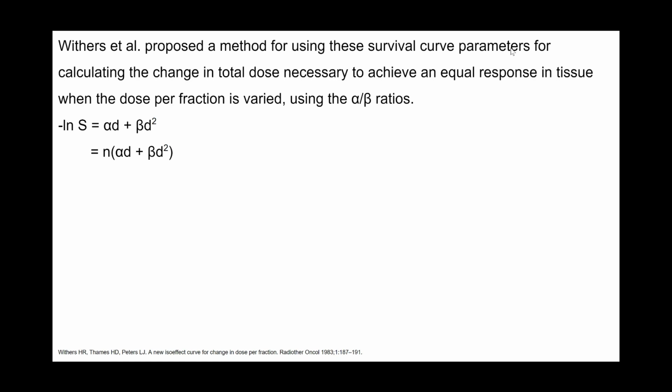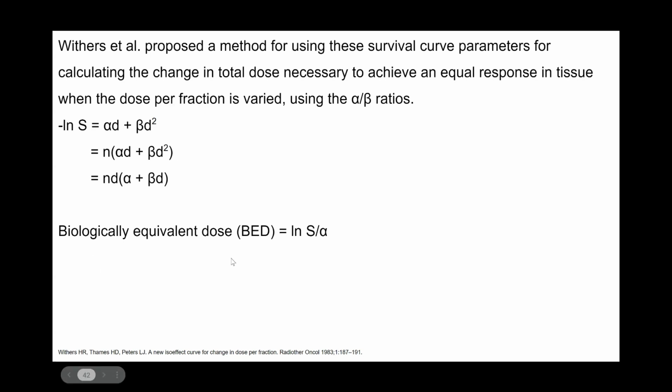That was for a single fraction. N is the total number of fractions, so we multiply it with the n. We take the d common, and then we come upon the fact that biologically equivalent dose is the log of the survival divided by alpha. The radiosensitivity of the cell is dependent on alpha.